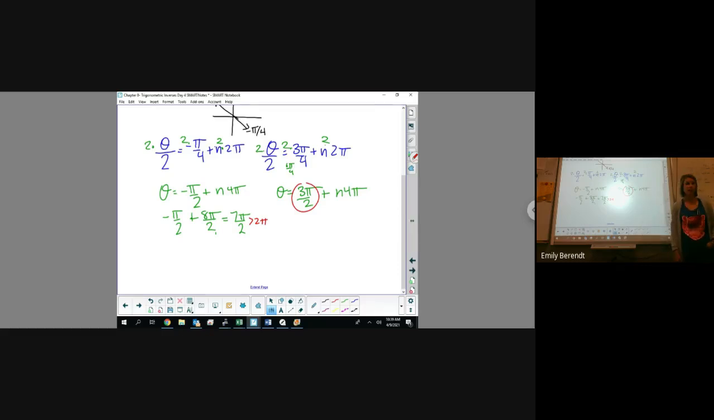So out of this, how many answers do we get? Just 1. So if you wanted to put it in a solution set, you could, or you could just say theta equals 3 pi over 2. So first problem had 4 answers, second problem had 4 answers, third problem had 1 answer. The last one.